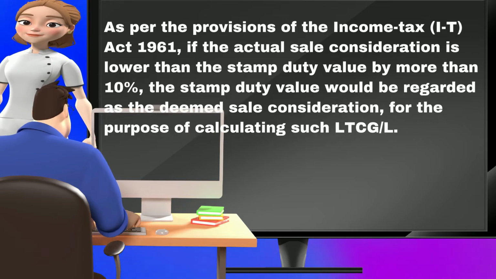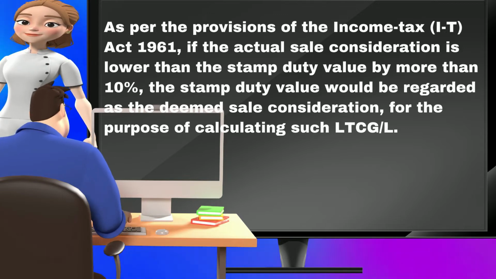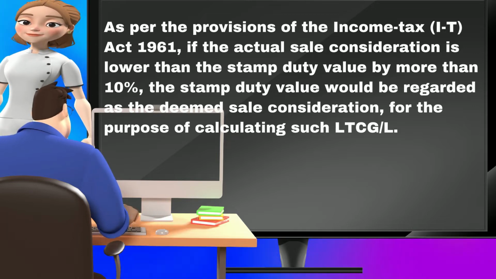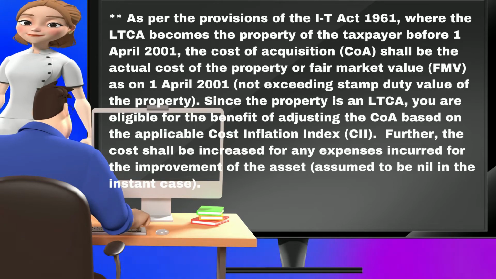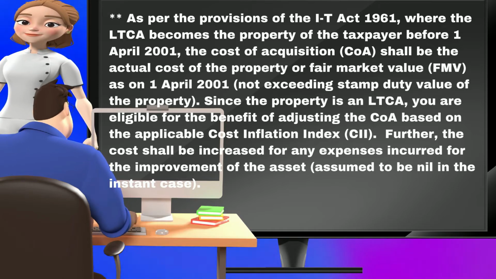1. As per the provisions of the Income Tax (IT) Act 1961, if the actual sale consideration is lower than the stamp duty value by more than 10%, the stamp duty value would be regarded as the deemed sale consideration for the purpose of calculating such LTCGL. 2. As per the provisions of the IT Act 1961, where the LTCA becomes the property of the taxpayer before the 1st of April 2001, the cost of acquisition (COA) shall be the actual cost of the property or fair market value (FMV) as on the 1st of April 2001, not exceeding stamp duty value of the property.